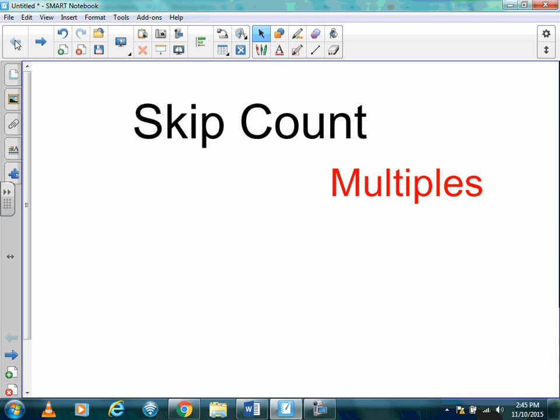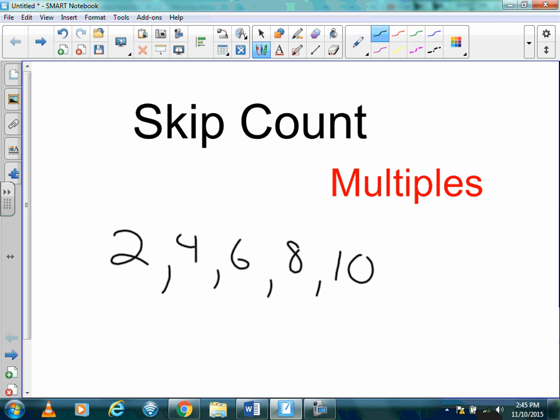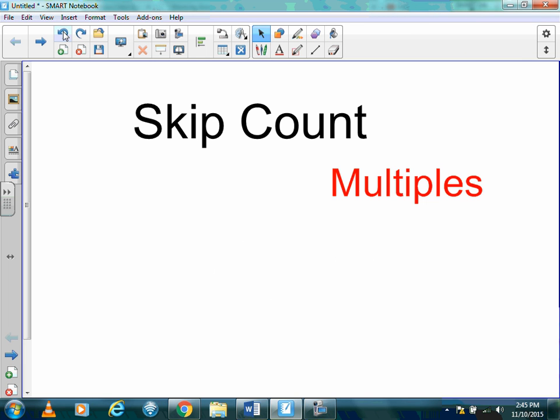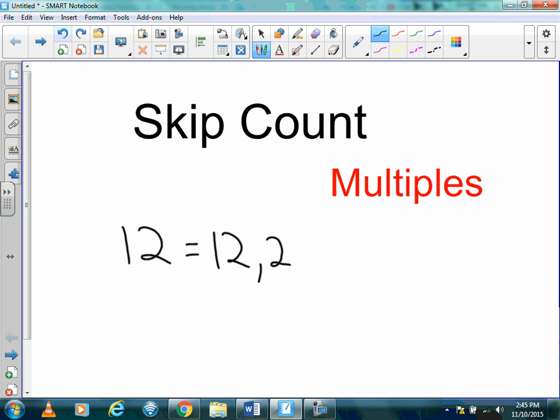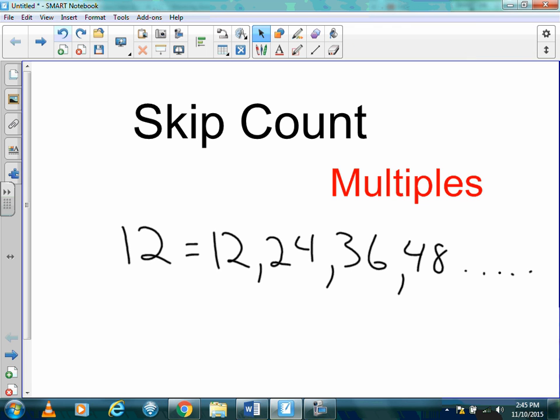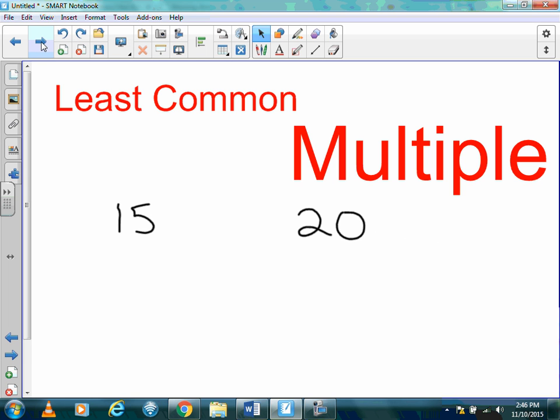Skip counting is like the song from 2 plus 1. Skip counting by 2 would be 2, 4, 6, 8, 10, and so on. If we were skip counting by higher numbers, like 12, it would be 12, 24, 36, 48, and so on. That's what multiples are. We got 12 times 1, 12 times 2, 12 times 3, and of course 12 times 4 and others. So, let's find the least common multiple of 15 and 20.